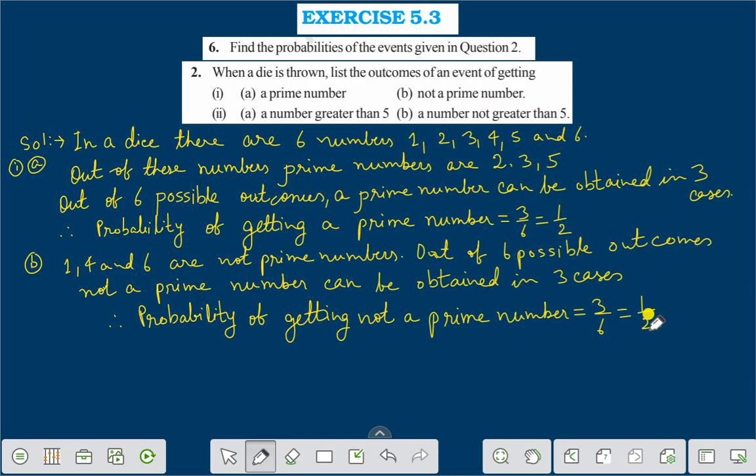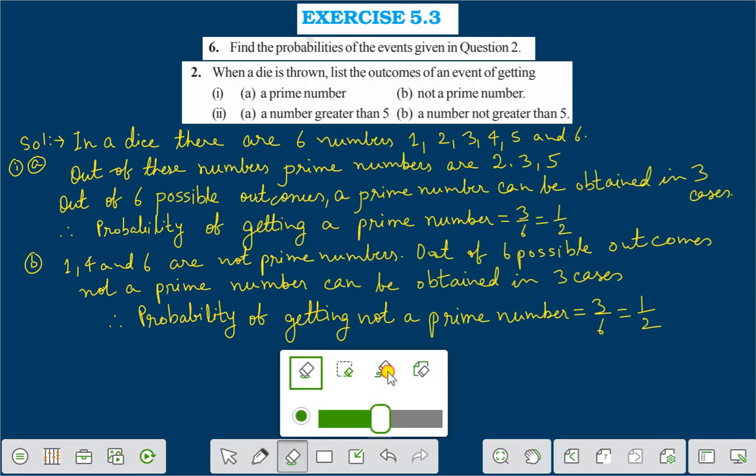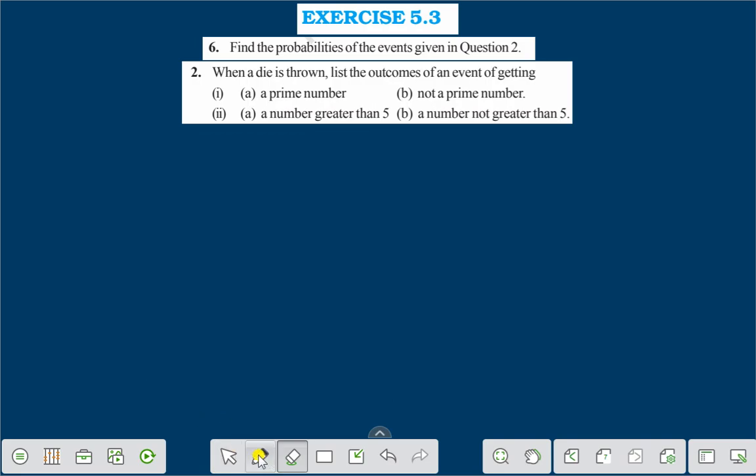Now let us solve question number 2. Solution. A number greater than 5 is 6.